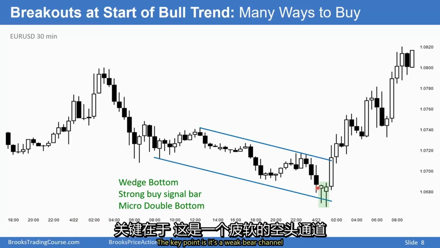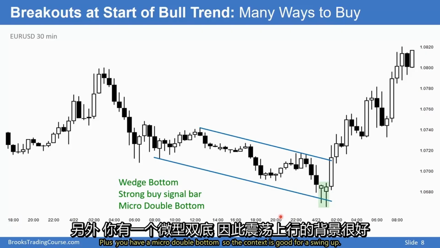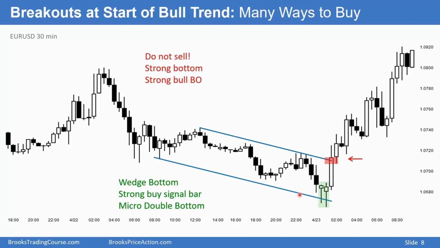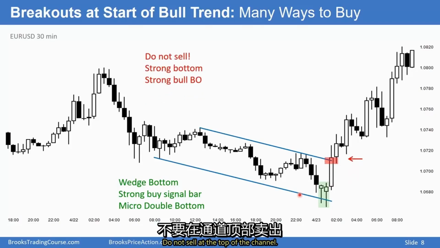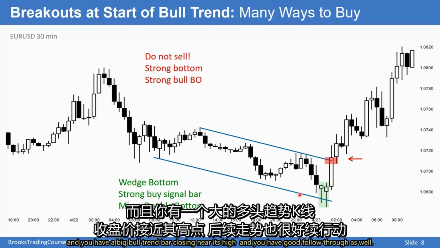It doesn't matter. The key point is it's a weak bear channel, probably a bear leg in what will become a trading range or a bull trend. Plus you have a micro double bottom. So the context is good for a swing up. Do not sell at the top of the channel. It's a strong bottom, good context, and you have a big bull trend bar closing near its high. And you have good follow through as well.